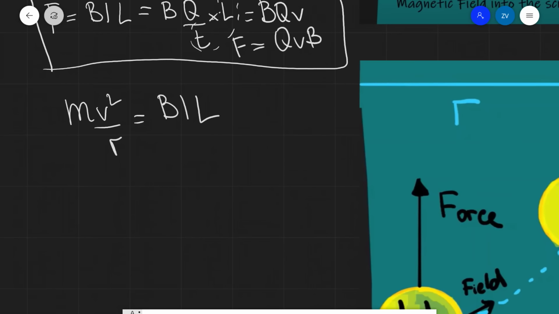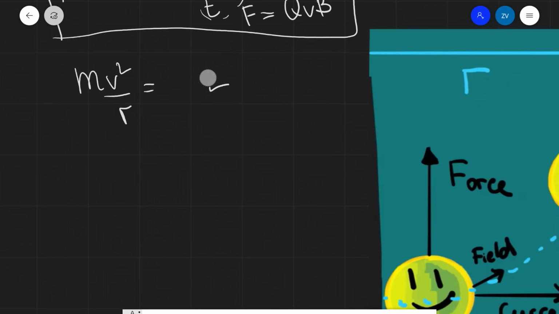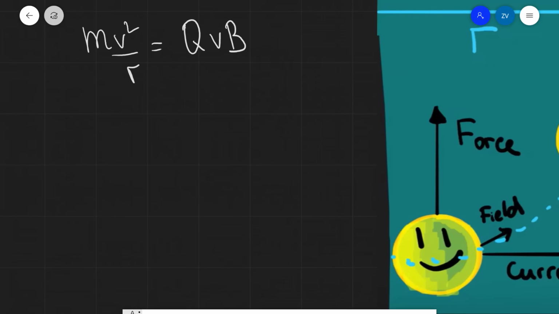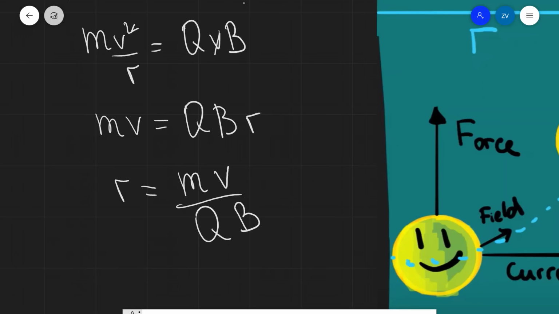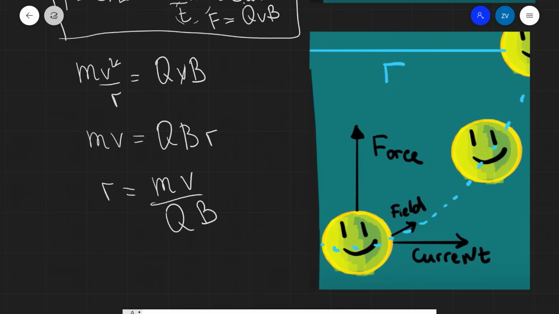Okay, well, let's write this in here. So mv squared over r will be equal to QvB. And what I'm going to do now is rearrange for the radius. First off, we can cancel out one of those v's, and what we're left with is that mv is equal to qBr, and I'm going to bring the r across like so. Finally, I'm going to rearrange for the radius, and this will be equal to mv divided by qB. And this is a formula that you guys need to remember how to derive in the exam.